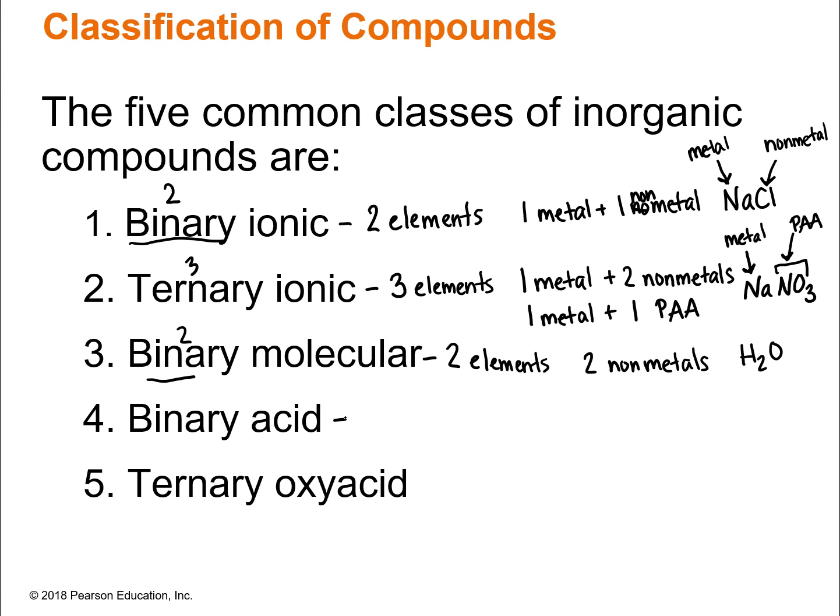Fourth class is binary acid. It's also going to have 2 elements. It's always going to have a hydrogen, and that hydrogen will be first. It will be followed by a nonmetal. And then in parentheses, you'll see AQ, which stands for aqueous.